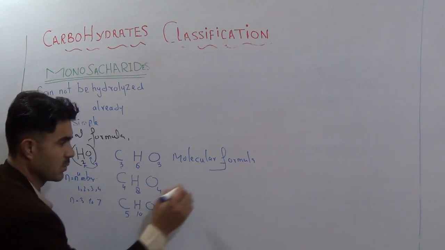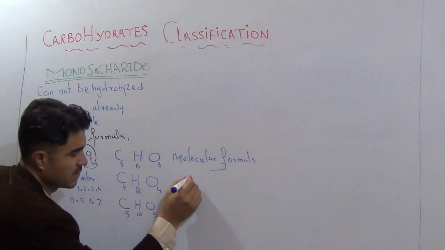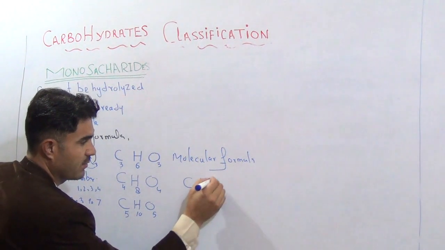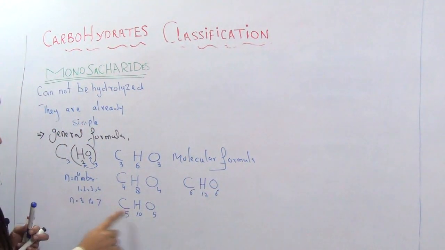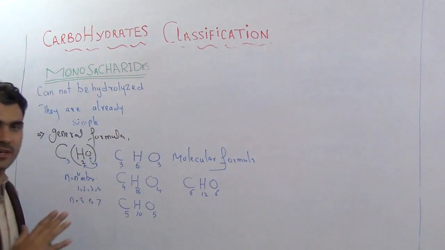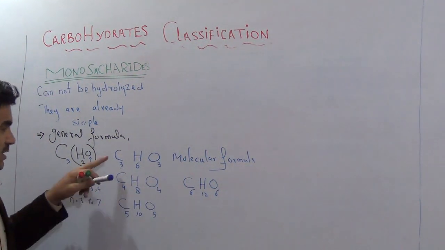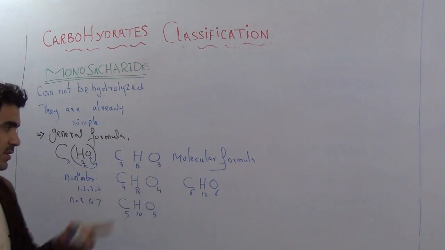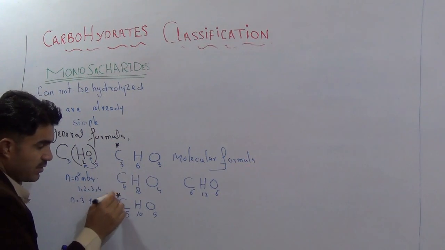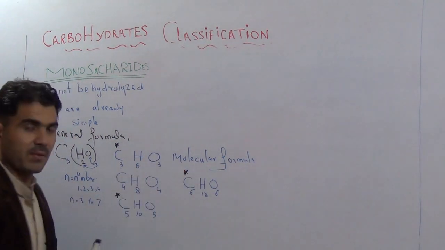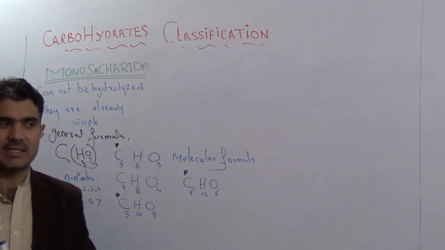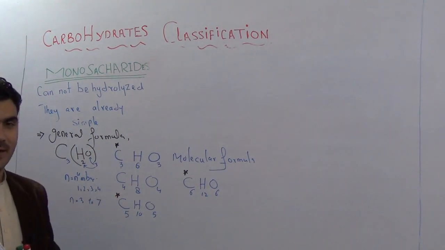And the last one, you can go further, but the last one is C6. There are 6 carbon, so how many hydrogen will be there? 12, and 6 oxygen. These are all monosaccharides, but they are different monosaccharides: 3 carbon, 4 carbon, 5 and 6. The most important ones are the one with 3 carbon, the one with 5 carbon, and the one with 6 carbon. These 3 are the most important monosaccharides that we will discuss. We will write their structure as well, right? Okay.